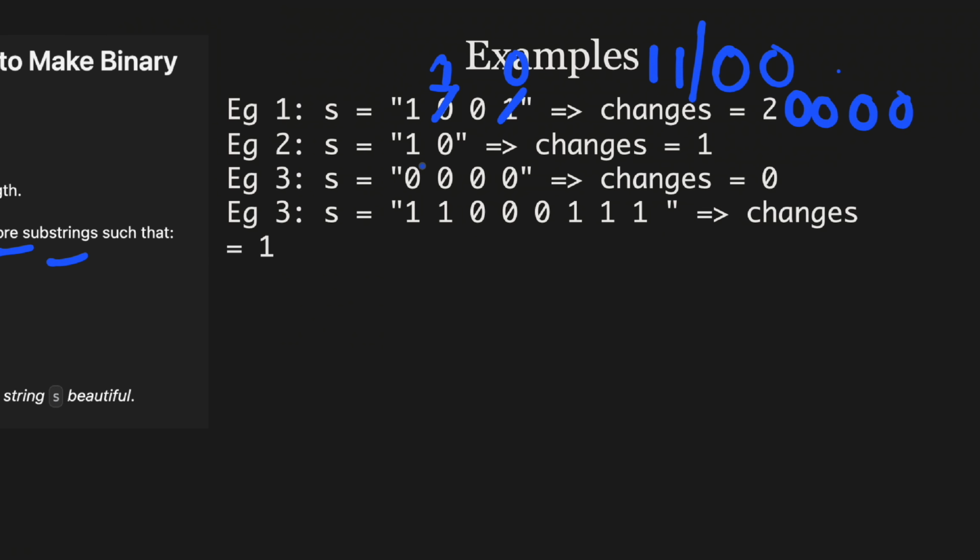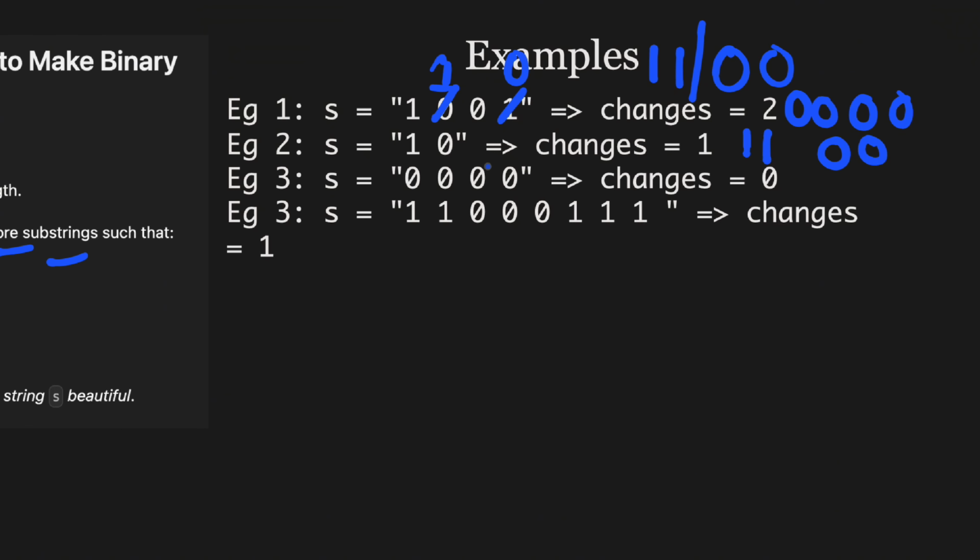Similarly, in example 2, for the given string, the minimum number of changes required is 1, because we can either convert this 0 to 1, so we will get a string like 11, or we can convert this 1 to 0, so we will get the string with all zeros. In either case, the minimum number of changes will be equal to 1.